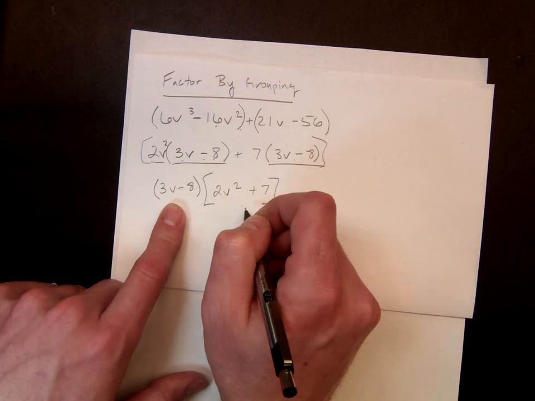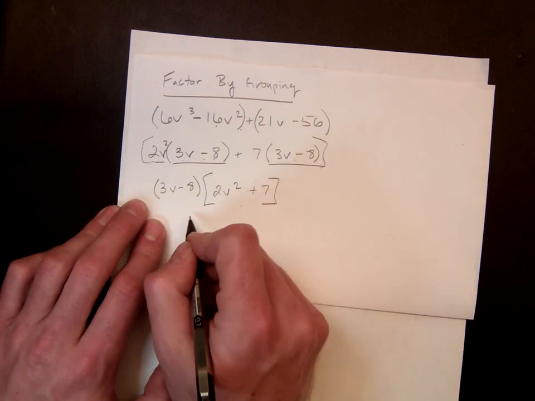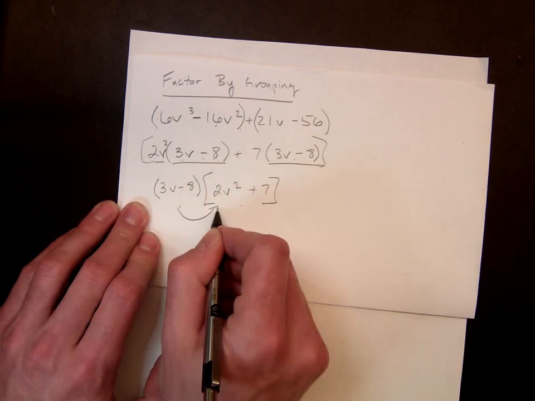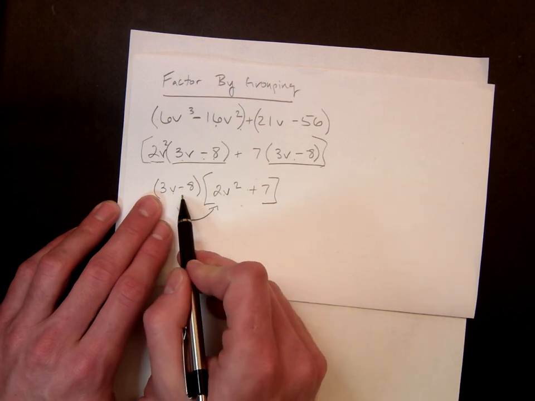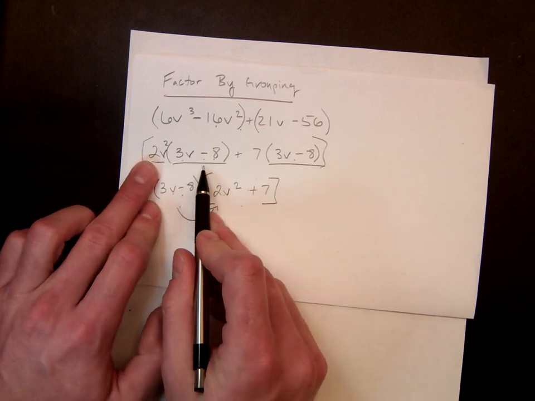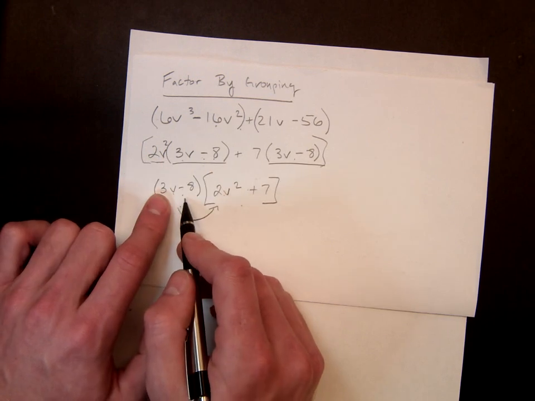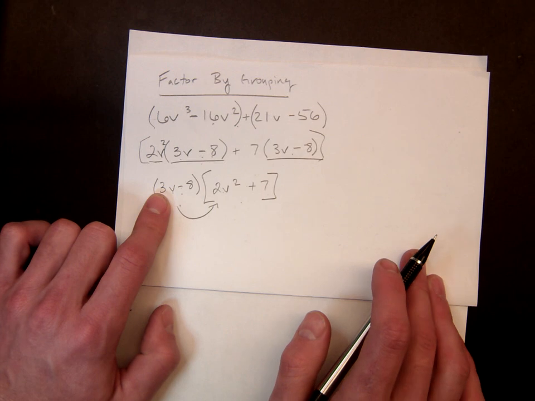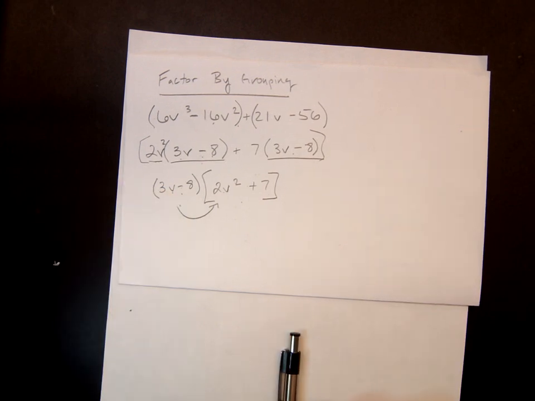One of the keys to this is to realize that if we multiplied this back out, and by the way, this is our answer, but if we were to multiply this out, if I multiply 2v squared times 3v minus 8 and I don't distribute, I'll get right back to where I was here. Same thing, if I take the 3v minus 8 and multiply it by the 7, then I'll be right here. So either way, I can get back to where I started, which is always where you want to be in situations like this.